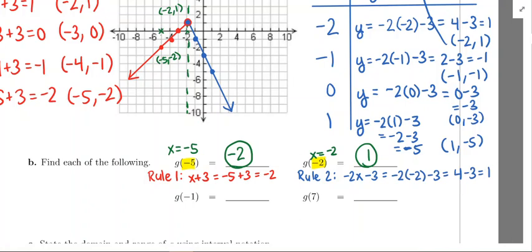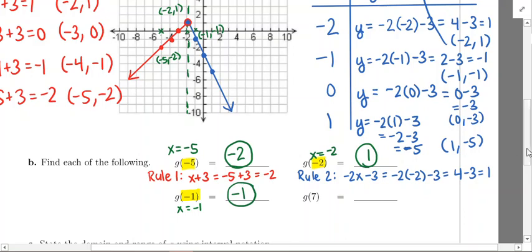Moving on to g of -1. In this case, your x value is -1. Go to your graph. Here is where x equals -1. We want to find the corresponding point on the graph. That's this blue dot right here. If you look at my cursor, this is -1, -1. So if x is -1, the output is going to be -1.